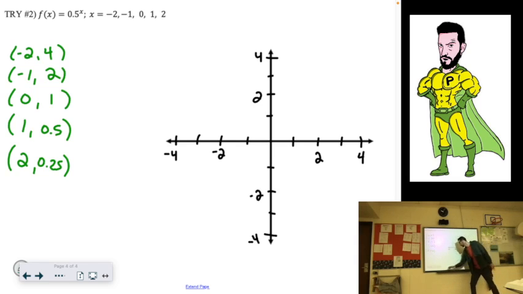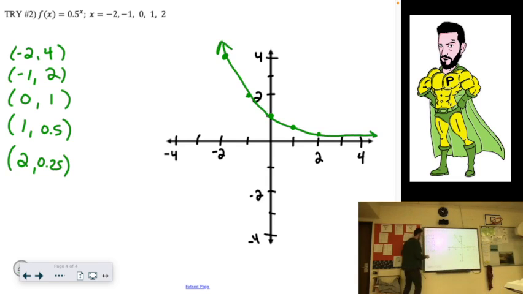All right, so we'll graph this one in green. Negative 2, 4, negative 1, 2, 0, 1, 1, 0.5, and then 2, 0.25. There's our exponential decay. Domain, all real numbers, no limit right and left. Range, it's all at least 0. Great.